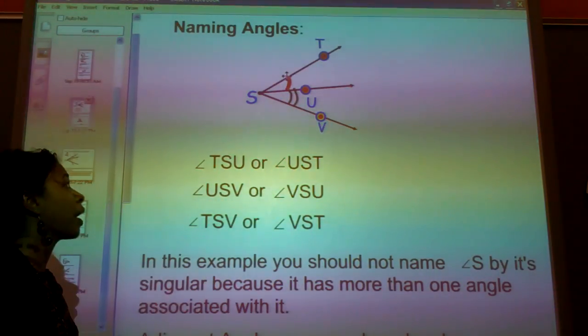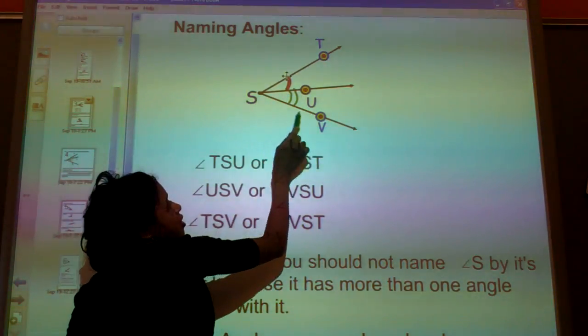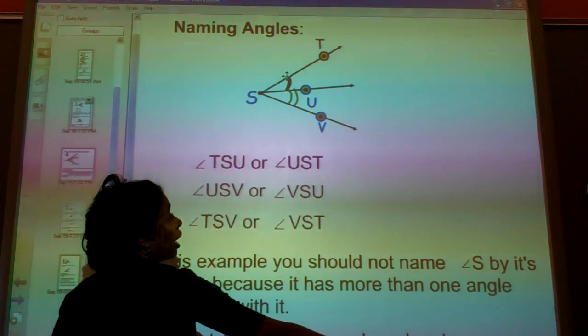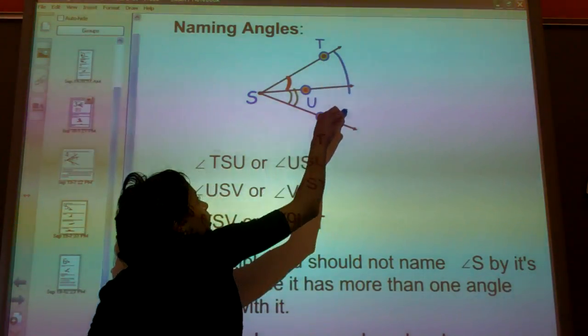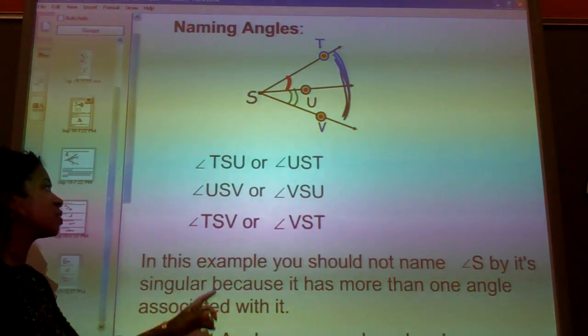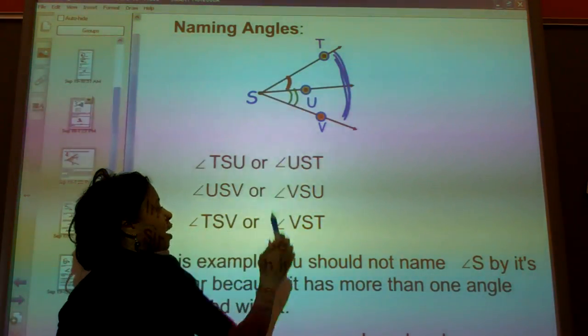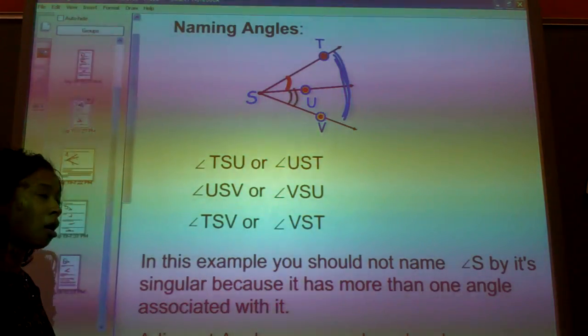Finally, I said 4 angles, but actually there are 3 angles, and I see angle TSV, which is the giant angle here. Angle TSV, or we can call that giant angle VST. So that's the third and final way we can call that.